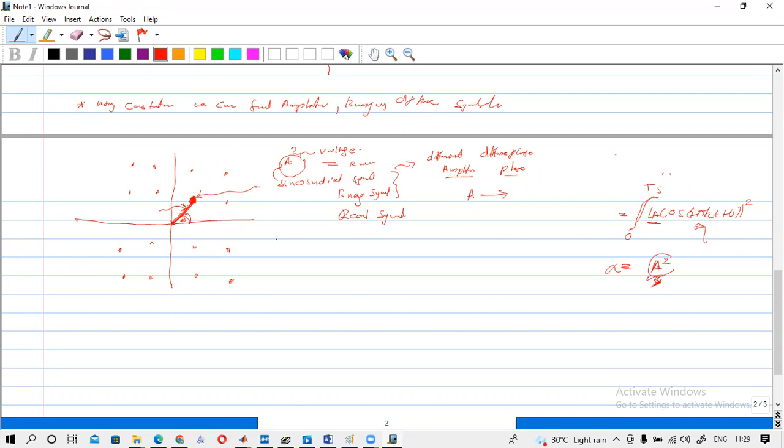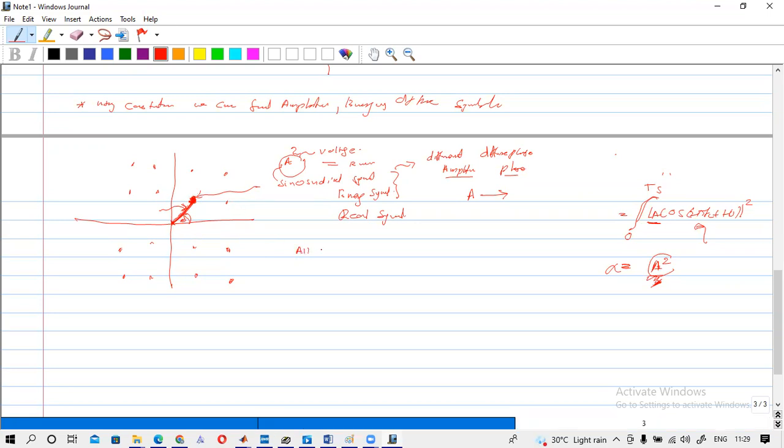So tell me, what do you think about the symbol energy? Are all symbol energies the same or not? Can you tell me? For QAM, in the 16 QAM constellation, are all symbol energies equal or not?